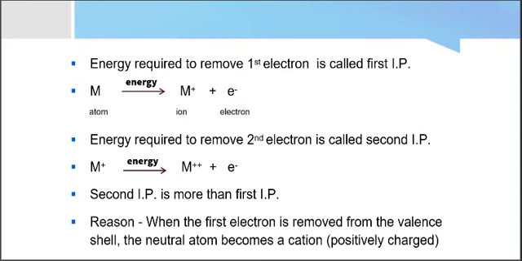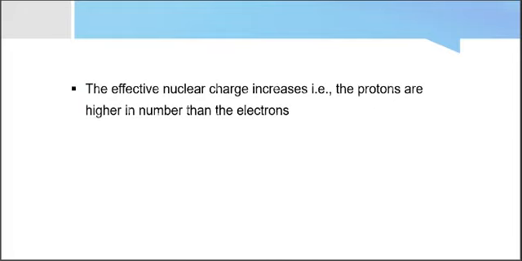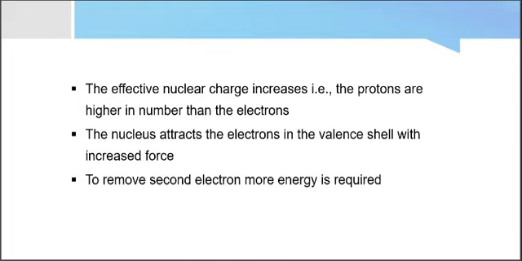Reason: when we remove the first electron from the valence shell, earlier the atom is not charged, it doesn't have any charge, but when we remove the first electron, it becomes a cation, a positively charged ion. Now removing an electron from a positively charged ion is difficult, because it already has more protons than electrons, so its positive charge or force of attraction is greater. When the force of attraction is greater, it becomes difficult to remove an electron.